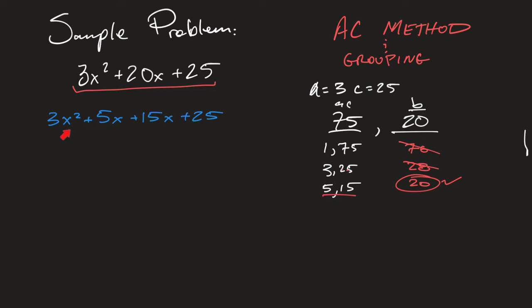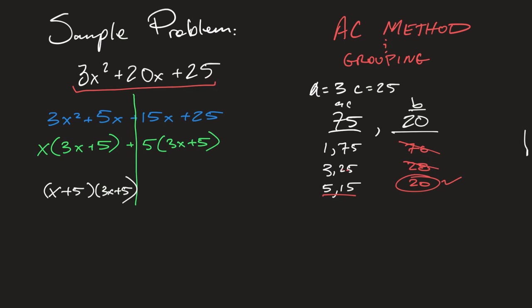So I'm going to factor these here. When I factor by grouping, in the first two terms, I can factor out an x, and my leftover is 3x plus 5. In my second term, I factor out 5 as the greatest common factor, and then I have 3x plus 5. And so when I rewrite this as two binomials multiplying each other, I get x plus 5, times 3x plus 5.